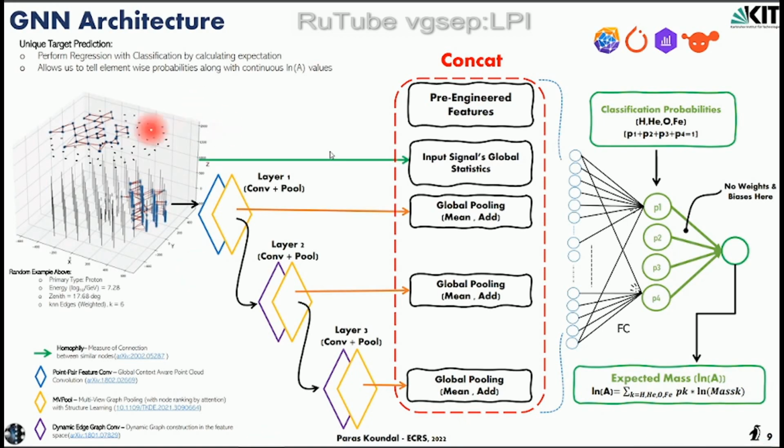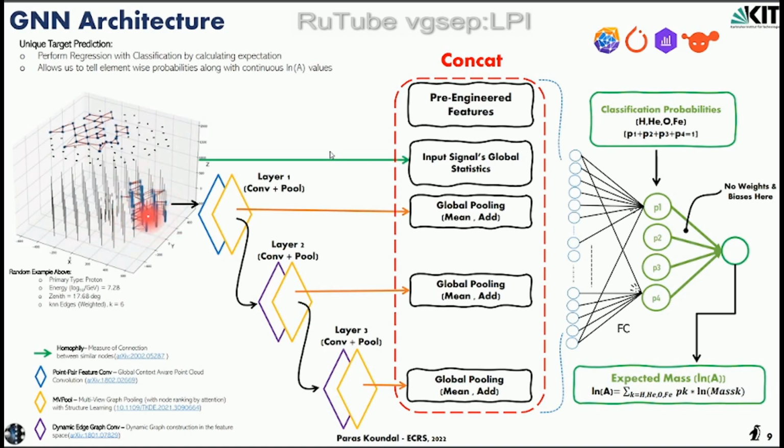Coming quickly to the architecture details. This is some random example which I chose. The small blue dots, I don't know if you can see, represent the signal at a particular station or particular tank, and the edges are the graph edges. The first capture of information is some input signal global statistics. This is a measure called homophily, which basically measures how homogeneous your signal is. So if there are more muons in a shower, we expect more stochastic deposits in ice.